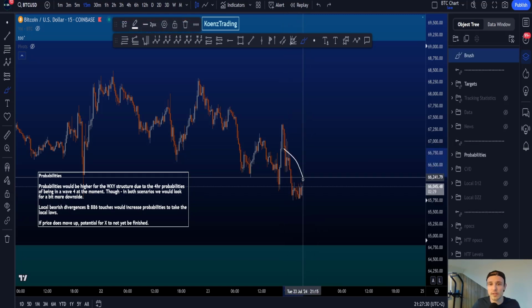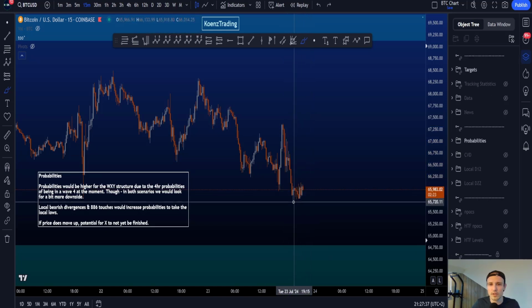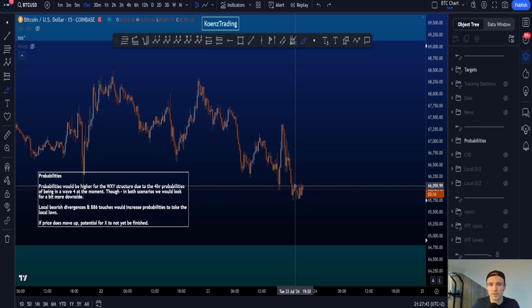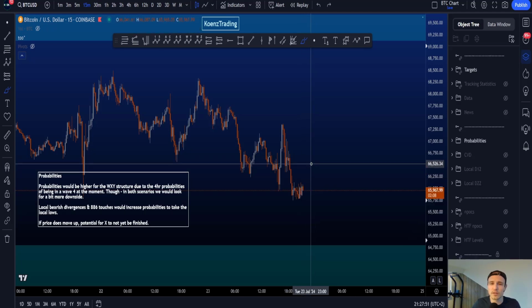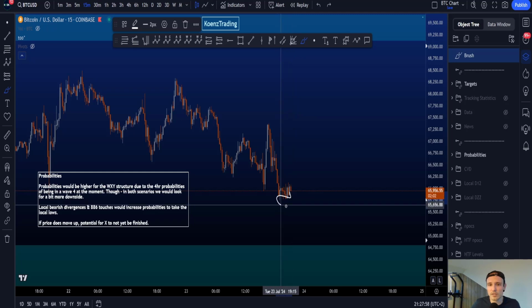We do have the bearish CVD divergences with price moving to the downside, and in this range, very locally, we also have a couple of 886 touches taken from the low here to the high of this range, which does increase probabilities to still take the lows at some point. If price does move towards the upside, then we are looking for a potential X to not yet be finished, but at the moment the probabilities would be higher to move to the downside to take the lows.